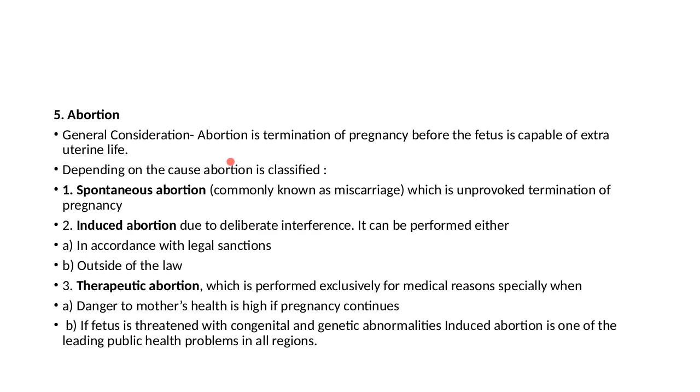Number one is spontaneous abortion, commonly known as miscarriage. This is unprovoked termination of pregnancy. It just happened. That's why we are saying it's spontaneous. Then number two is induced abortion due to deliberate interferences. So this pregnancy was very good, did not have any issue, and this abortion was not spontaneous. It's something that one decided to remove the pregnancy.